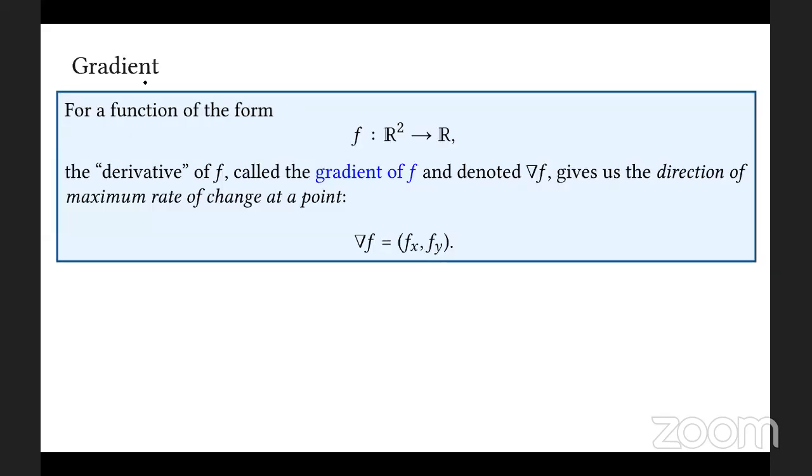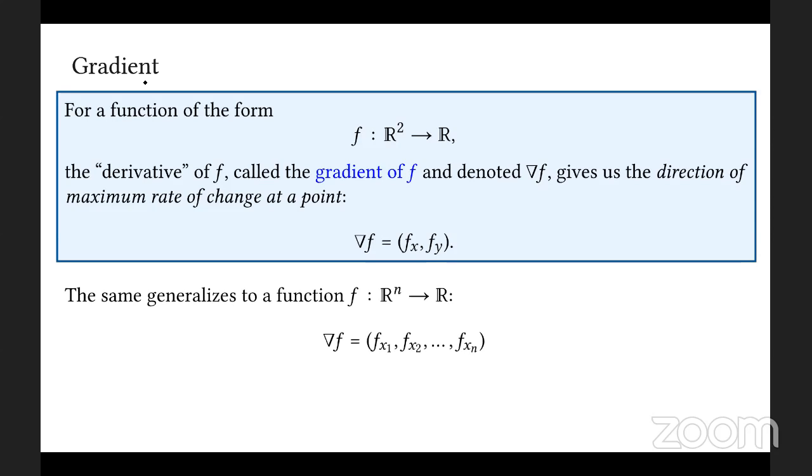Okay, so let's assume we've got a function from R2 to R. The derivative of f, I'm saying quote unquote, called the gradient and denoted with this upside down delta called the nabla, denoted nabla f, gives us the direction of maximum rate of change at a point. And here for a function from R2 to R, it's the partial derivative with respect to x and then the partial derivative with respect to y. We just group those up, put them in a vector. And it generalizes to functions of n variables. We just take the partial derivative with respect to each variable, group them all up into a vector.